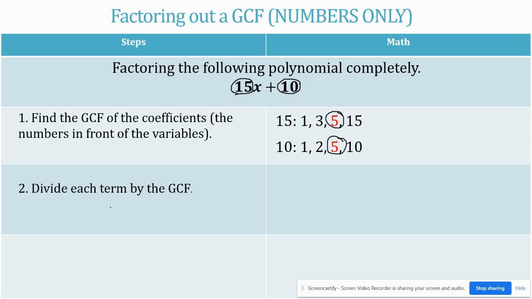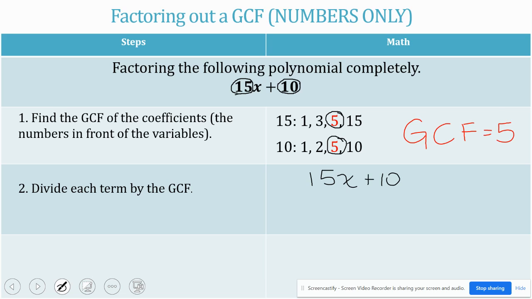Second step is we're going to divide each term in our expression by that GCF. So I'm going to just rewrite the expression here. We have 15x plus 10. And what I'm going to do, and I'm actually going to write this over here. So our GCF is 5. That's important to note. So I'm going to divide both of these terms by that GCF of 5.